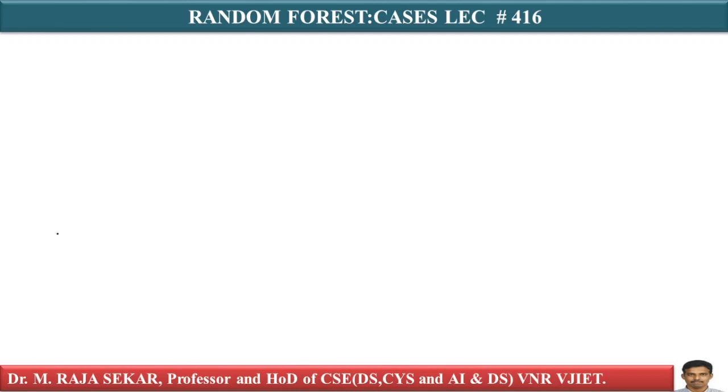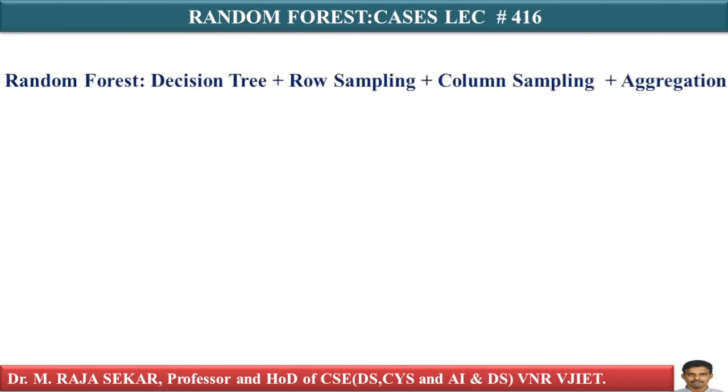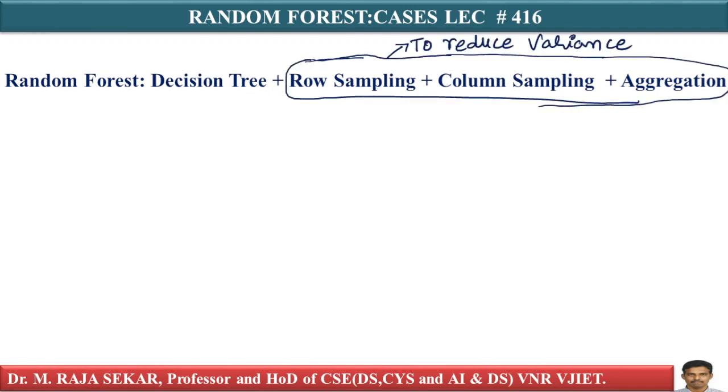In this lecture, we will try to understand random forest and its cases. If you think about random forest, it is basically nothing but decision tree with row sampling, column sampling, and aggregation. All these three, row sampling, column sampling, and aggregation, were mainly done to reduce variance of your base models.